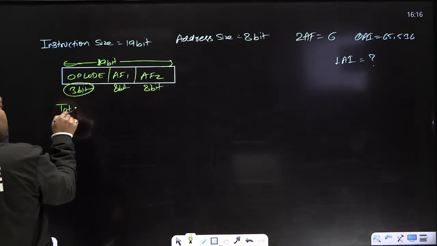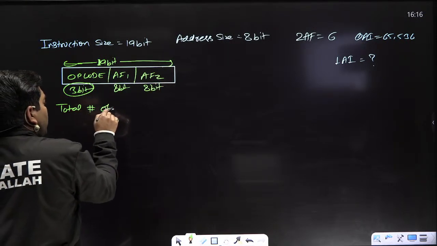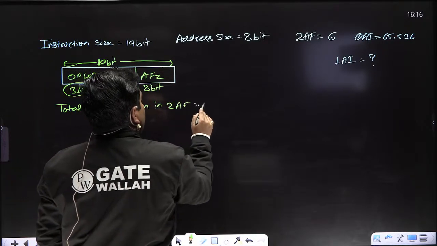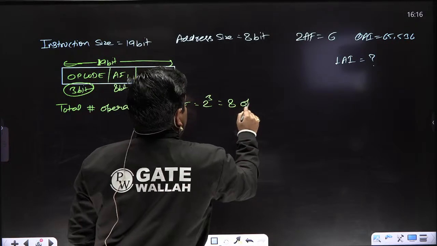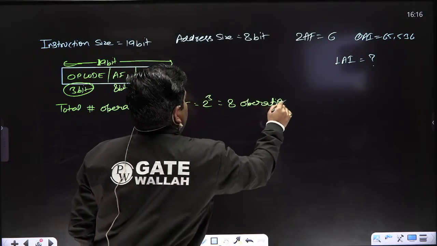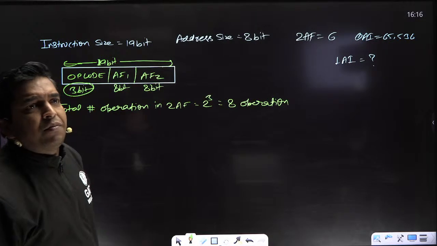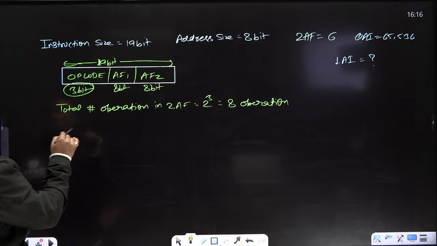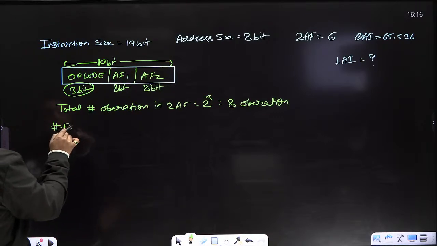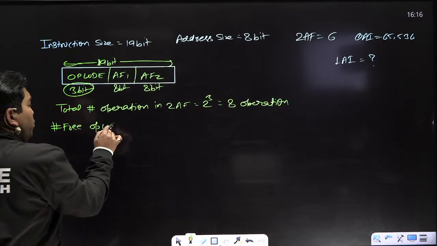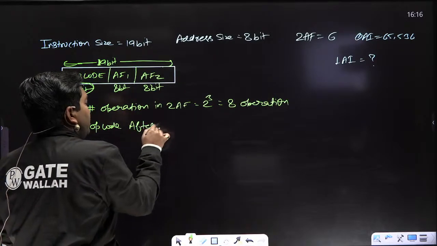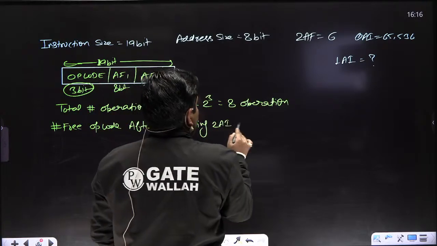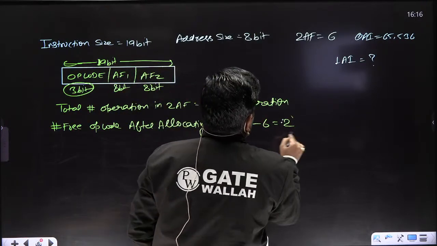Total number of operations in the two-address format is how much? 2 raised to power 3, so 8 operations are there, my dear student. Shivam Jangid, wrong beta. There are 8 operations and given is 6. Then what is the number of free opcodes? Number of free opcodes after allocating two-address instructions: 8 minus 6, 2 will be free.